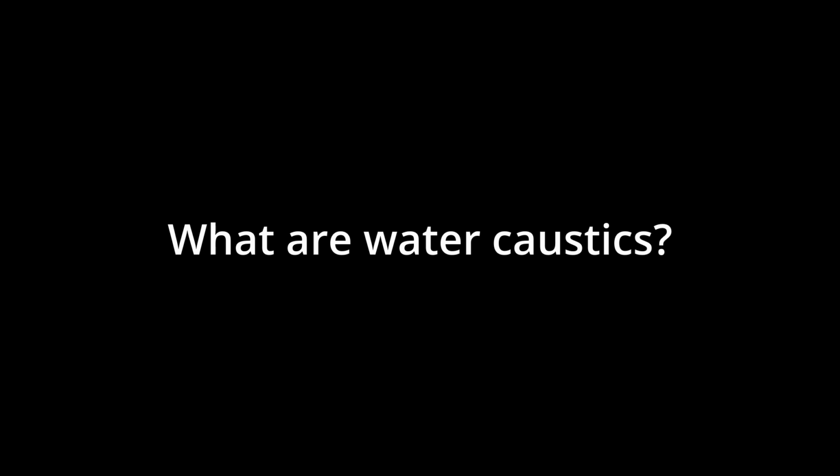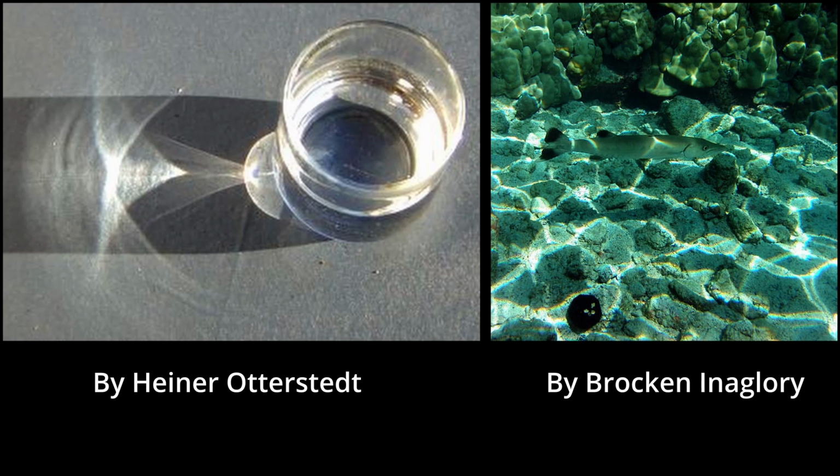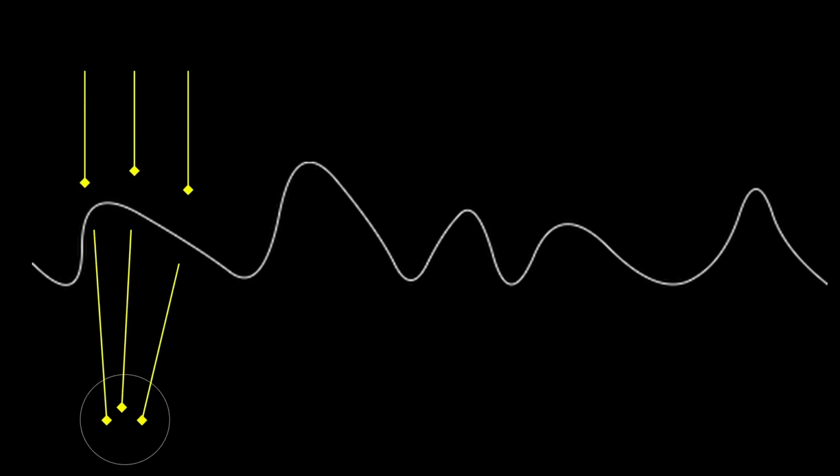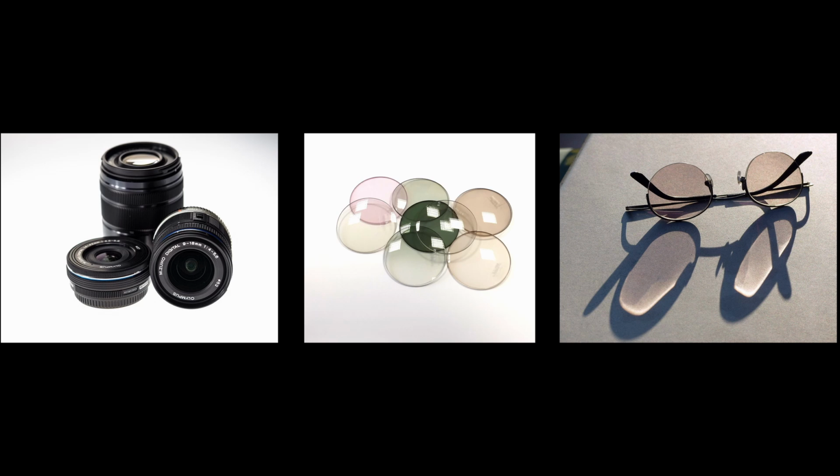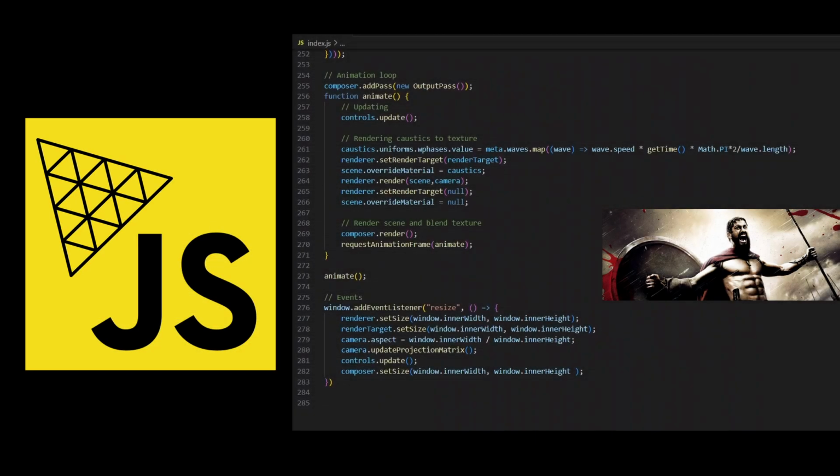But what exactly are caustics? Water caustics are the bright wavy patterns of light you see when sunlight shines through water or glass. They happen because these transparent materials bend light in different directions, focusing the light on certain areas. Eyeglasses and lenses use the same concept, and in the science literature it's called refraction, aka bending of light. So we will be simulating that with JavaScript, Three.js and 300 lines of code. But the implementation is for later.